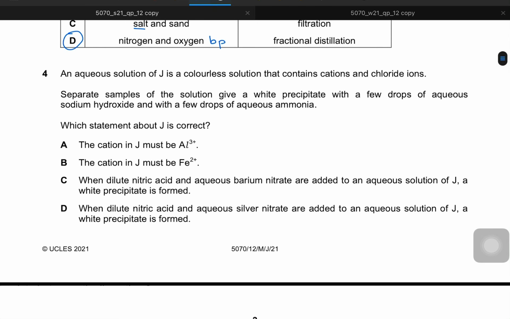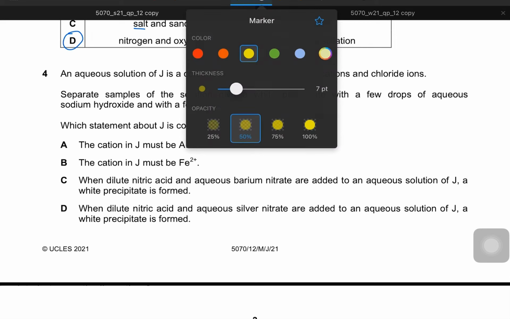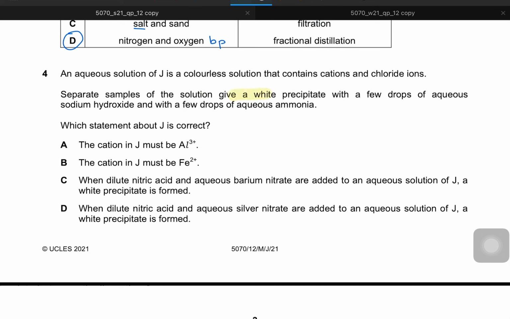An aqueous solution of J is a colorless solution that contains cations and chloride ions. Separate samples of the solution give a white precipitate with a few drops of aqueous sodium hydroxide, which means it could be aluminium, it could be zinc, it could be calcium, and a few drops of aqueous ammonia. Okay, which statement about J is correct? The cation in J must be aluminium. The cation in J must be iron. It can't be iron, because it's not colorless, so that is a categorical no.